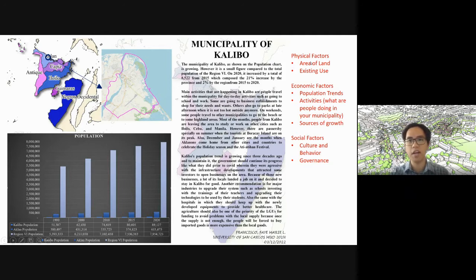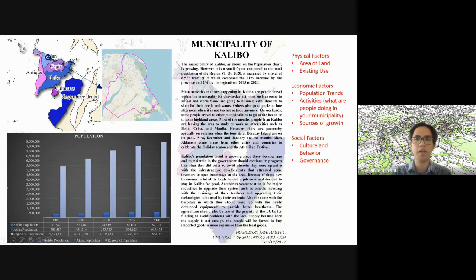So physical factors would refer to, as we discussed last meeting, the area, the size of the land, the existing uses, basically everything that's tangible, can be seen, can be touched in an urban area. Economic factors include population trends, activities, what people are doing in your municipality or province, and the sources of growth. Generally, the activities are very much connected to growth. If there's more activities, there's more growth. If there are no activities, there's no growth. So there has to be something going on in a city or municipality to attract people to come in. And if the numbers are going up, there's something going on that needs to be either maintained or improved. You rarely want to have less activity in your municipality or city. And then social factors include the culture and the behavior and governance of that local area.